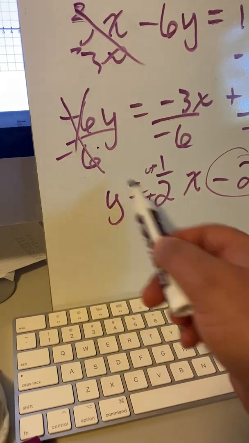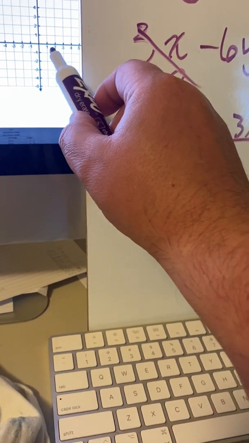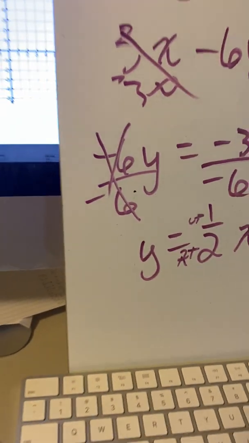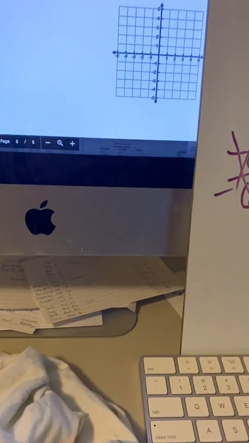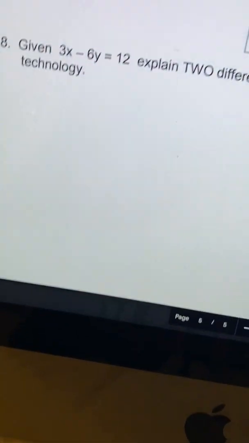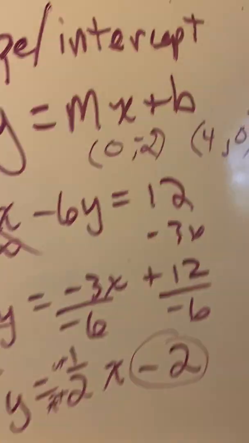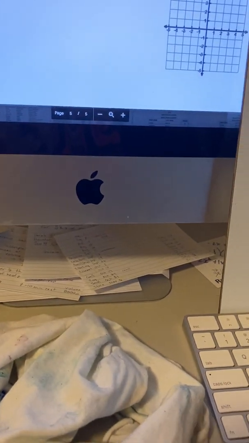Positive slope, just like I did here, started at -2, up 1, right 2, up 1, right 2, right there. Look at that. How beautiful did that work out? So 2 different ways that you could do it. Slope-intercept form, find the x and the y intercepts. You could plug and chug and do a t-bar graph, but you're going to find out t-bar graph, not a chance. Okay, that was page 5.